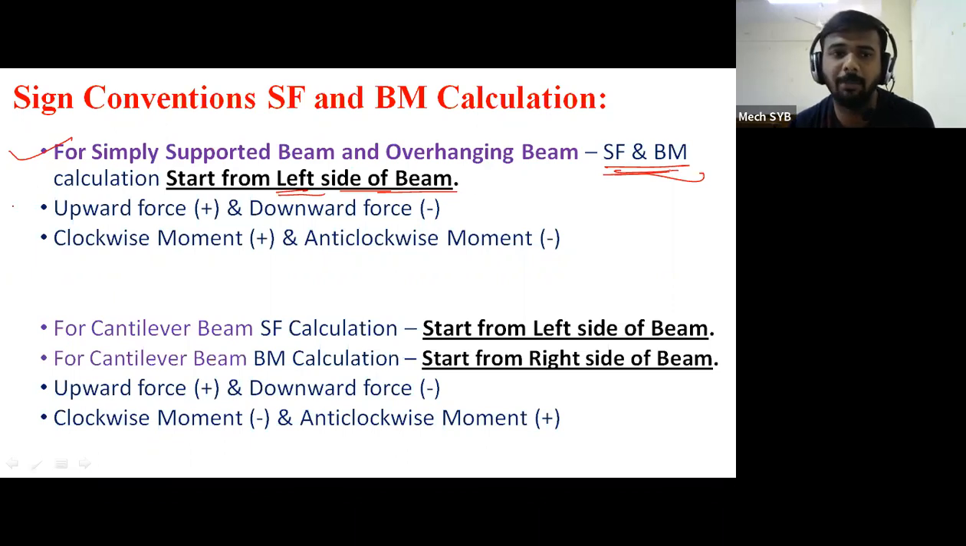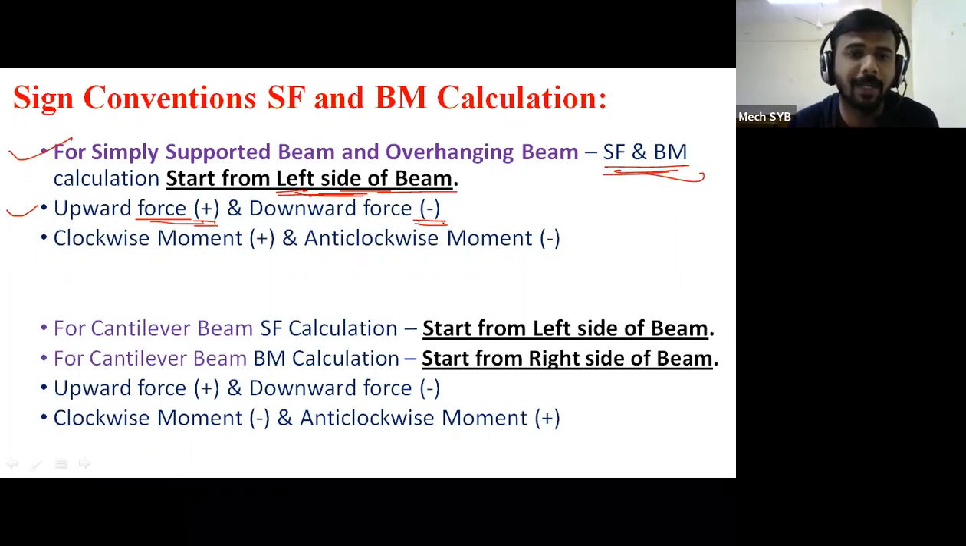SF calculation and BM calculation we have to start from the left side. एखादा बीम जर तुमच्या समोर दिलेला असेल तर त्याचं SF calculation आणि BM calculation we have to start from the left side of the beam. This is the first requirement. Second, त्या बीमवर जर फोर्सेस अप्लाय झालेले असतील तर upward forces we are considering as positive and downward forces we are considering as negative. त्याच्यावर जर एखादा horizontal force दिलेला असेल तर त्याचा इफेक्ट आपण कॅल्क्युलेशन मध्ये कन्सिडर करणार नाही.